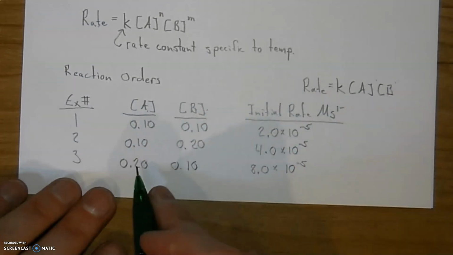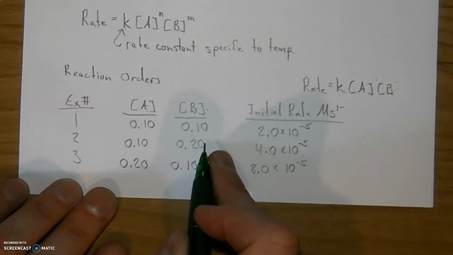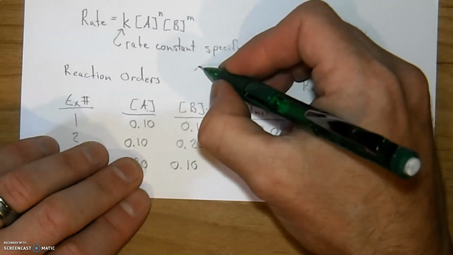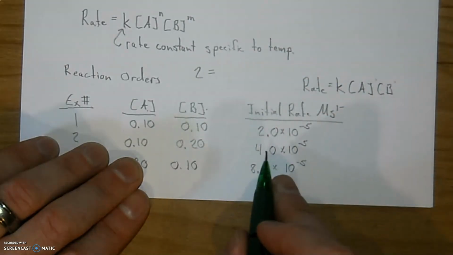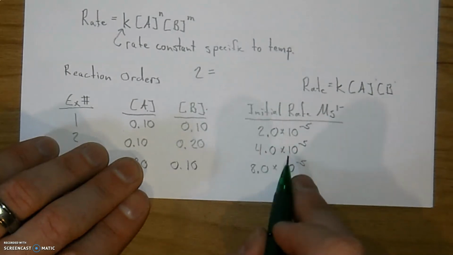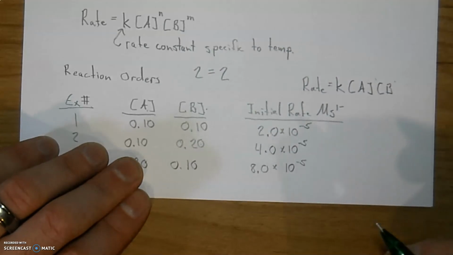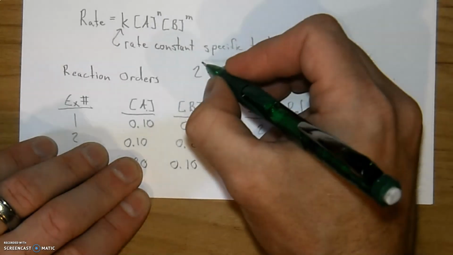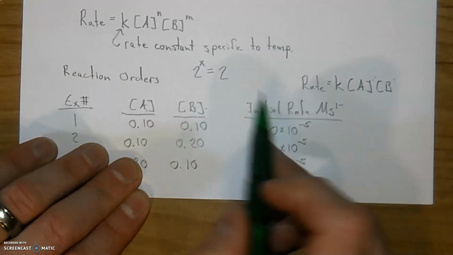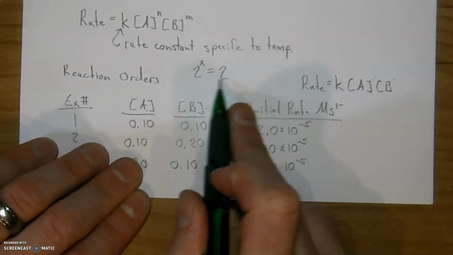So if I want to know what's going on with B, I'm going to divide line 2 by line 1. And if I do that, I'm going to get 2. I doubled it. And I'm doing the comparison to the rate. When I divide line 2 by line 1, that also equals 2. Now, by changing the concentration exponentially, what did that do to the rate of the reaction?